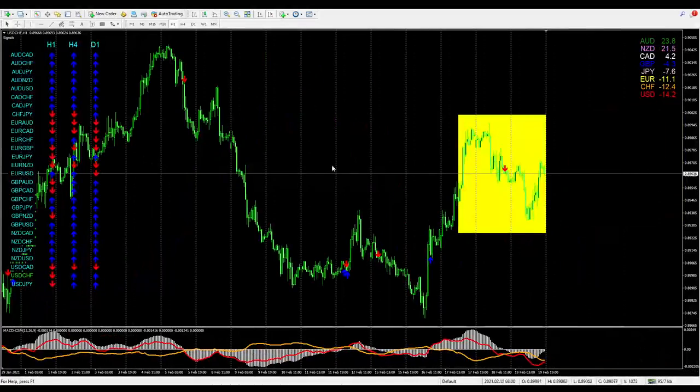But next week, once we get a buy signal on USD CHF, we can enter a trade on buy here. Once the setup and Fibonacci levels are there, we can enter a USD CHF buy next week.